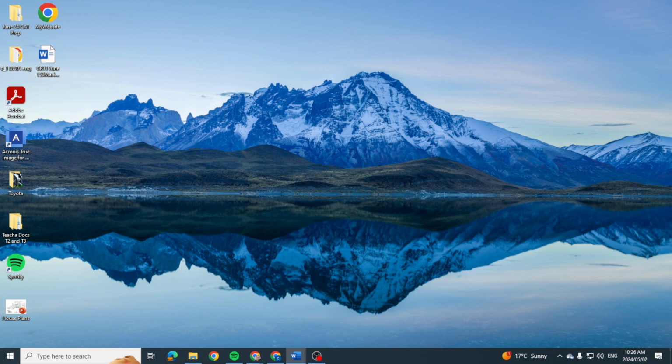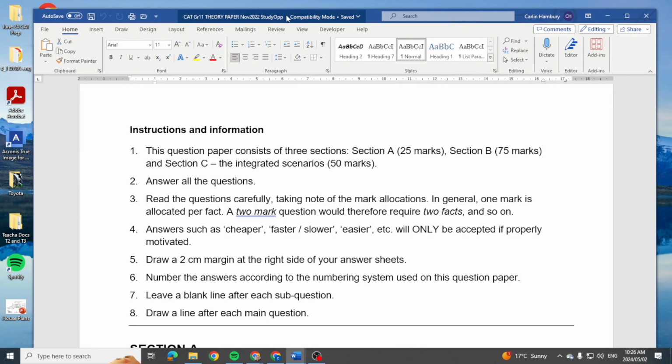So what you'll actually find, grade 11s, is that with question 9, you'll actually see that your last question, like this one says section C, 50 marks. Let me just check the other one. Section C is usually the largest section.